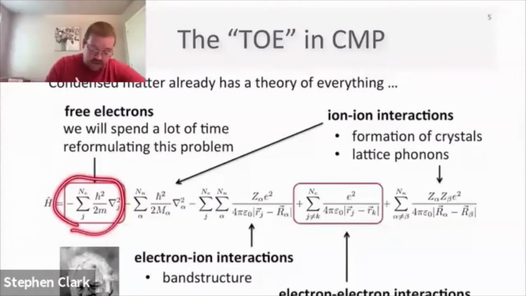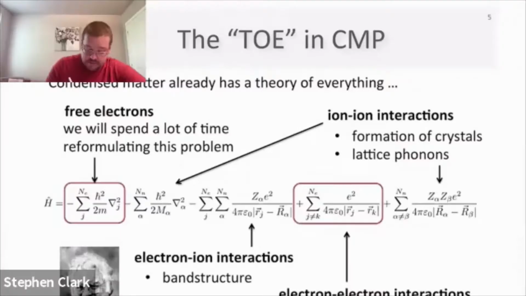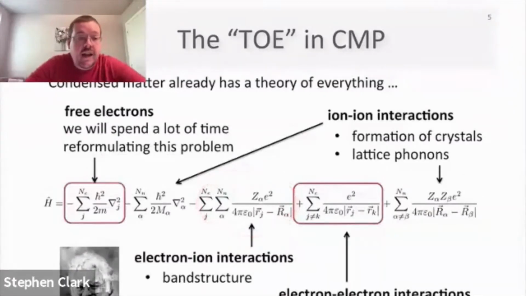It contains something to do with the electronic motion. It contains something to do with ions, so their motion. It contains the interaction between ions, and it contains the interaction between electrons themselves, and it contains the interaction between electrons and ions. And various parts of condensed matter spend a lot of time studying different bits of this theory.